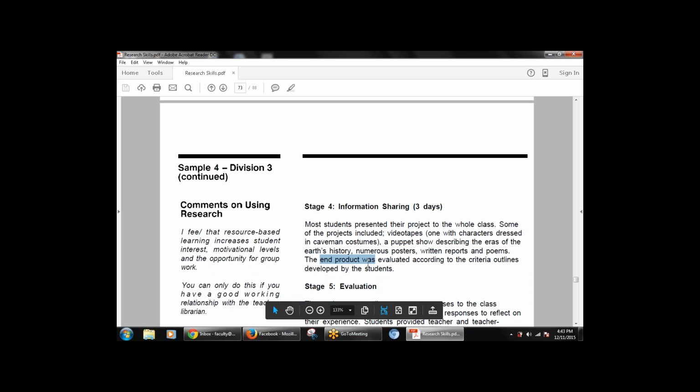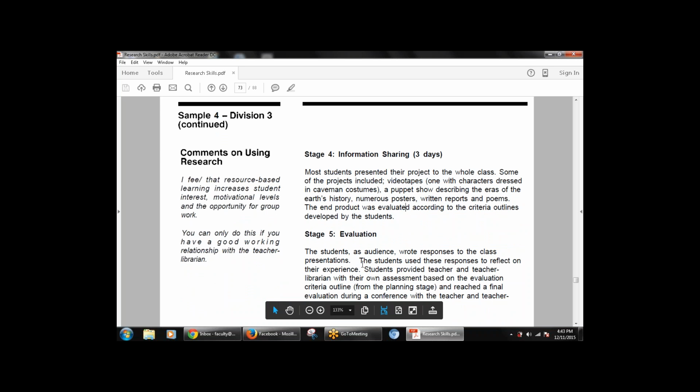The end product was evaluated according to criteria developed by the students. That is the information sharing, stage number 4.